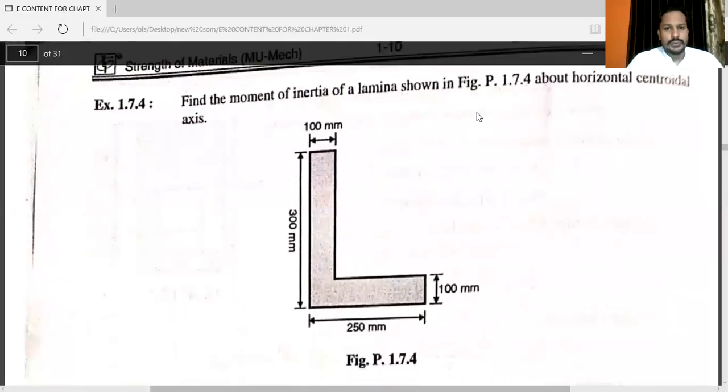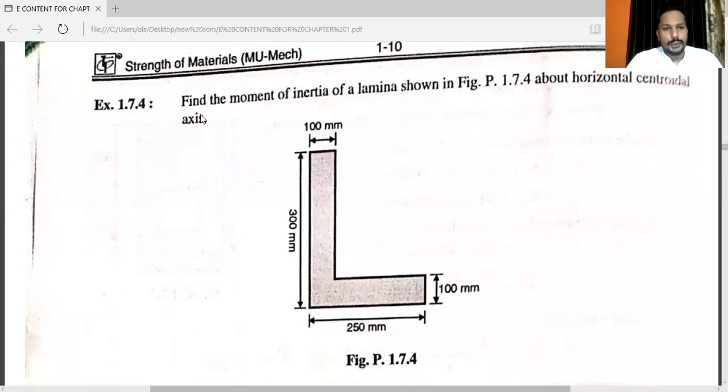Just read this problem, observe this diagram. In the university exam, they will ask you to find the moment of inertia of a lamina shown in the figure. This is the given figure, and the L shape is given. I will explain the entire thing about the horizontal centroidal axis. They ask you to calculate the moment of inertia about the horizontal centroidal axis, but we will calculate about both horizontal as well as vertical.